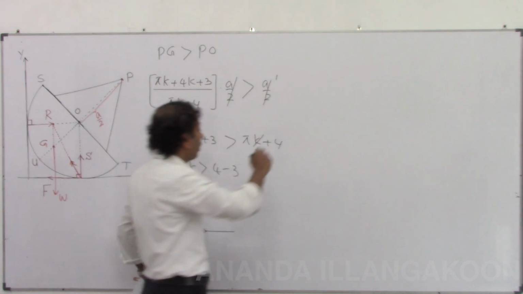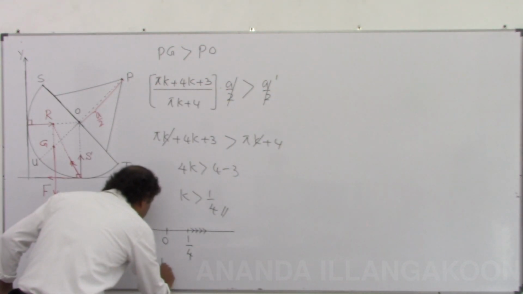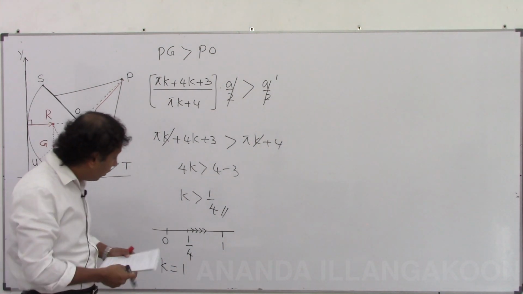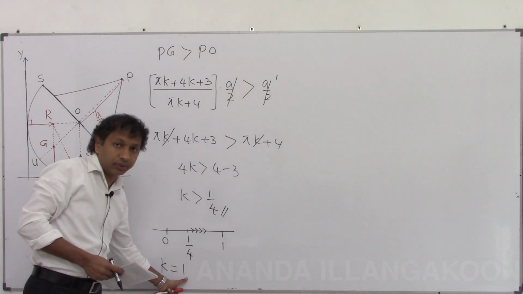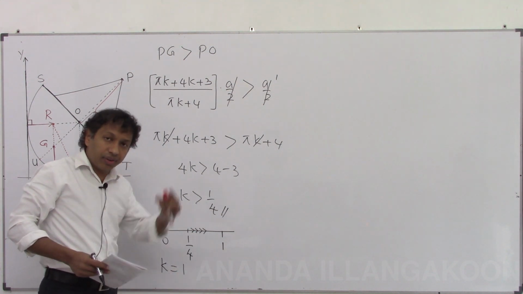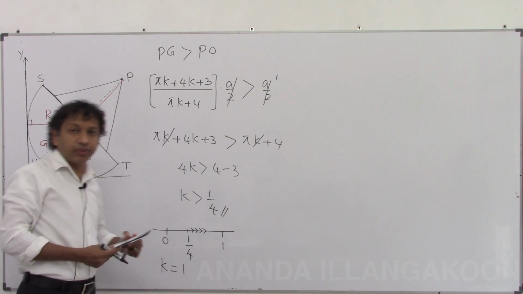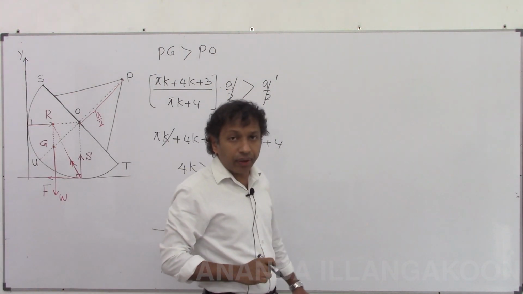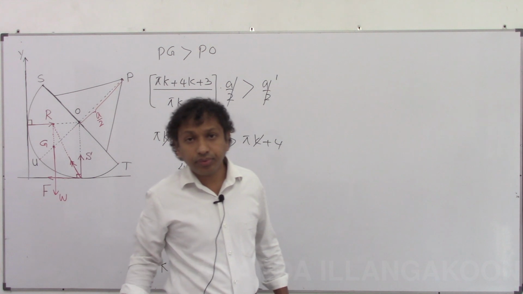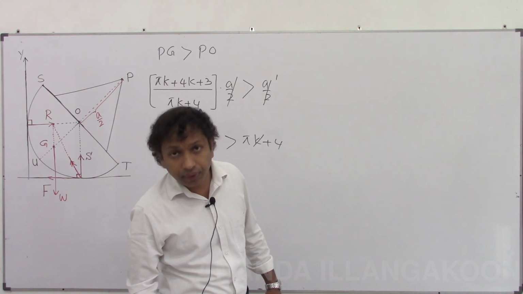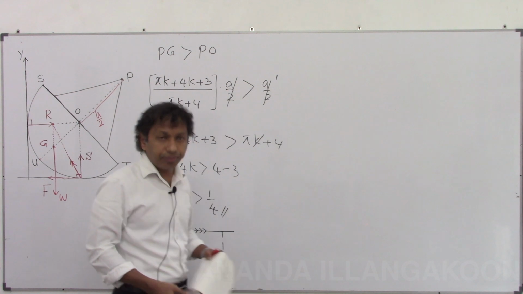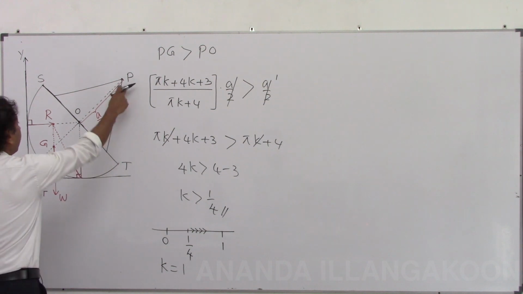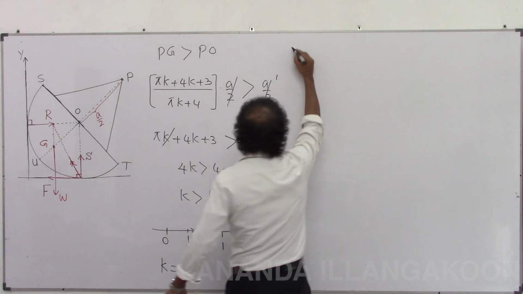Now we are given k equals 1. Then in the interval, this k value lies. So for k equals 1, definitely the center of gravity of this object lies between O and U. Then when k equals 1, we can find the distance of the center of gravity from this point P. Then we can start to write lines.